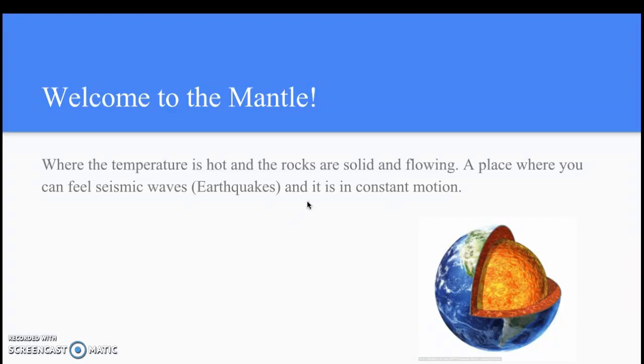When I think of mantle, I think of motion, because the temperature is so hot and it's solid, but it's flowing, and you can feel seismic waves and motion. So I just think mantle, motion.